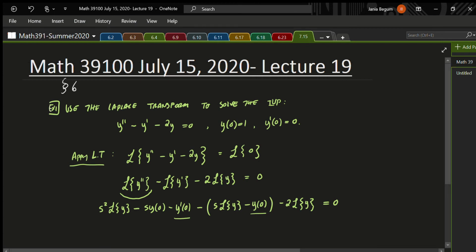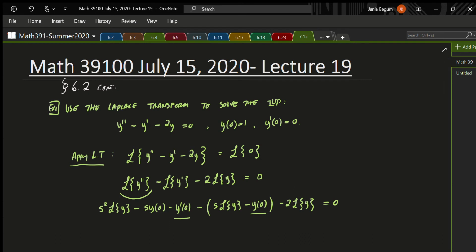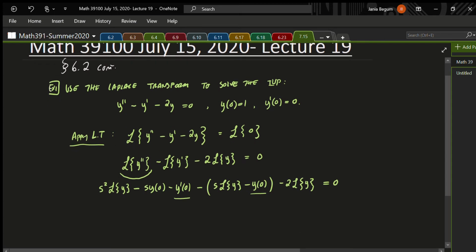So this is still 6.2 from last time. We say use the Laplace transform to solve the initial value problem, y double prime minus y prime minus 2y equals 0. And we were able to get up to this point where we almost have the setup. Now we just have to plug in the initial conditions. So picking it up from here, plugging in the initial conditions, we have one here, and one here. Let's plug those in. So we have s squared Laplace y minus s times y of 0.